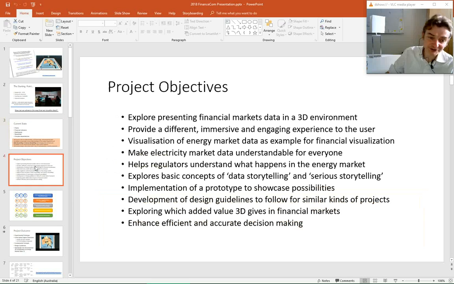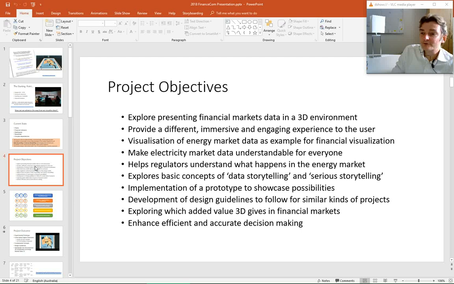So the project's objectives have been basically exploring presenting financial market data in a 3D environment. I think I mentioned this quite a few times. Provide a different, immersive and engaging experience to the end user. So we wanted to explore different pathways. And we chose energy market data as one example for financial visualization because typically it's stock exchange information and all these things. So we wanted to show it on a different market segment.